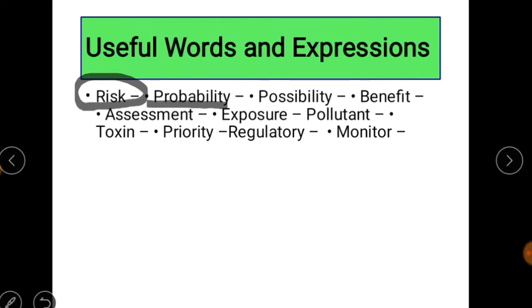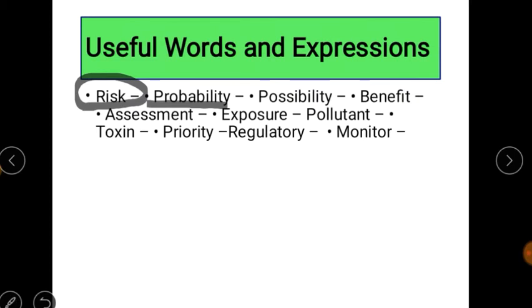Then exposure is also one thing, that is how much we are facing exposure towards the pollutants. Then toxins. As we know, different toxins are there from environmental pollutions. These environmental pollutions will produce pollutants. These pollutants will damage our health, and even death can happen.